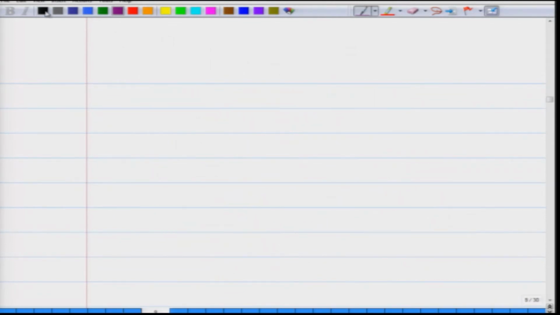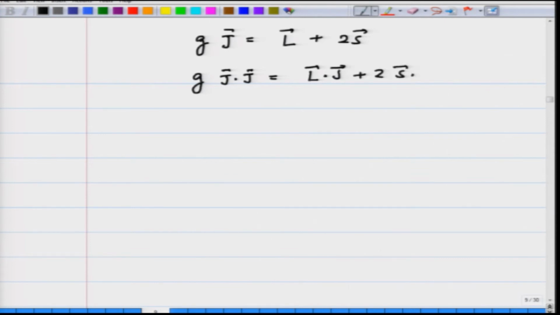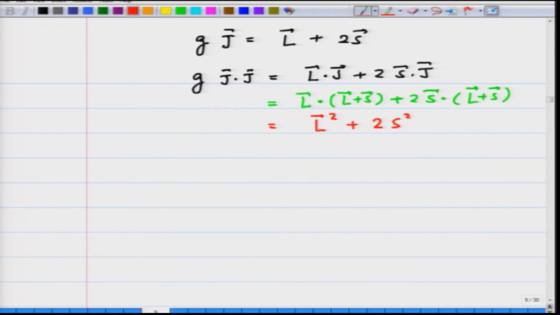Let me go to the next page. We have g J is equal to L plus 2 S. If I take the dot product with J, I get g J dot J is equal to L dot J plus 2 S dot J, which I can write as L dot (L plus S) plus 2 S dot (L plus S), which I can then write as L square plus 2 S square plus 3 L dot S.